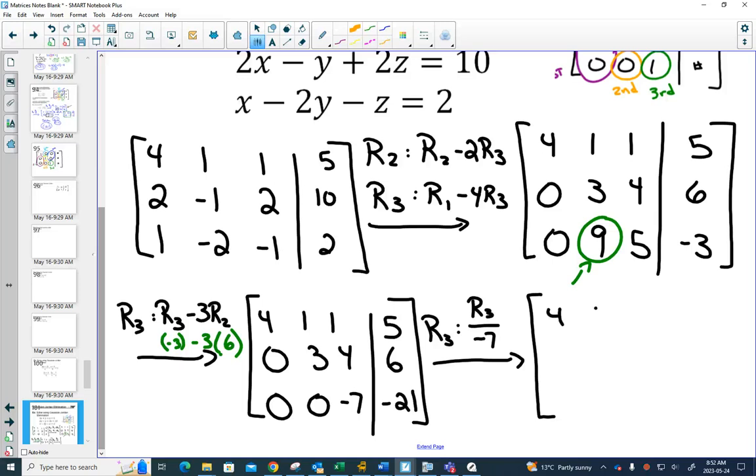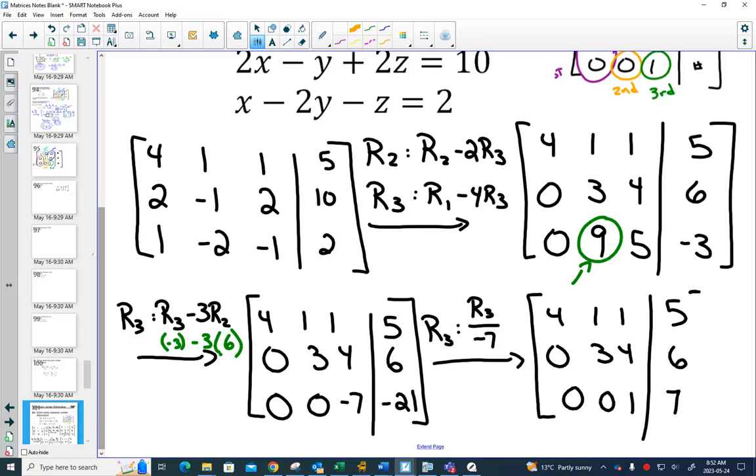4, 1, 1, 5. We have 0, 0, 1. And, woo, see, think ahead. I think part of the problem is my shadow plays tricks on me. Every time I walk in front of it, I can't see the numbers anymore.